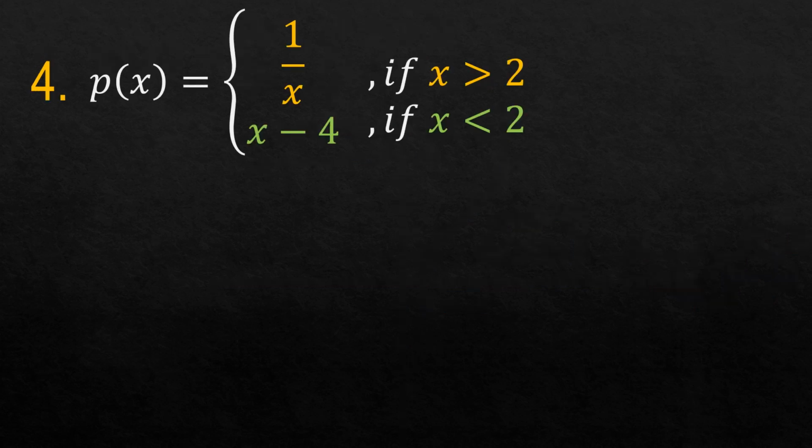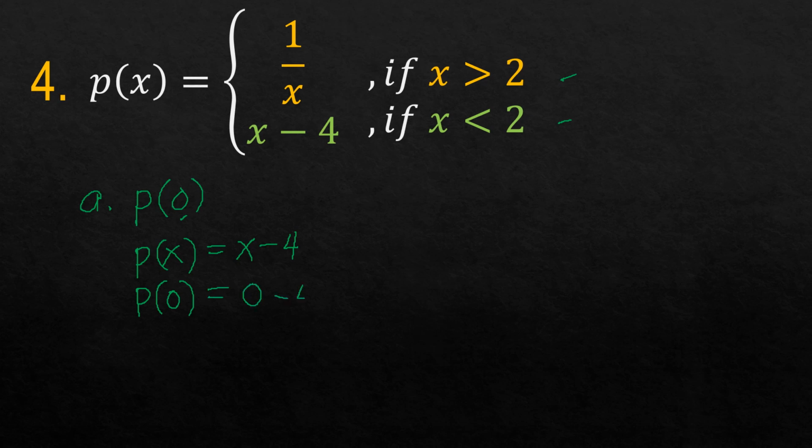So let us have the fourth given. Let's say we're trying to look for the value of p of 0. So we need to know where can we find 0 from the given interval of x. So it is obviously x that is less than 2 because 0 is less than 2. So we are going to use p of x is equal to x minus 4. We let x be equal to 0. So p of 0 is now 0 minus 4. P of 0 is negative 4.